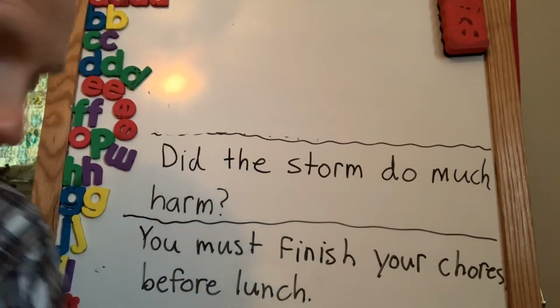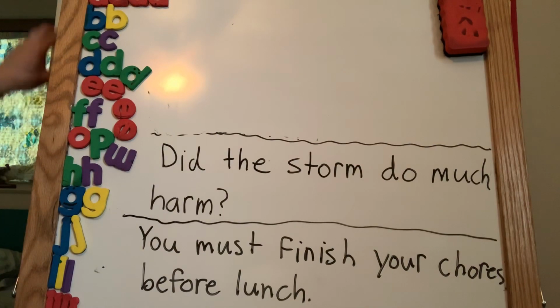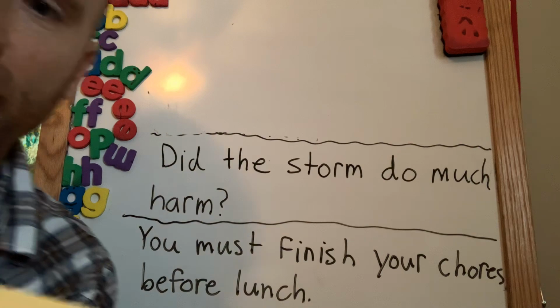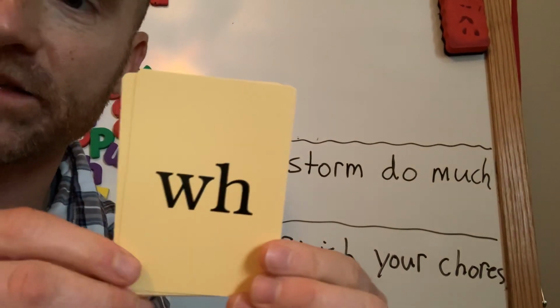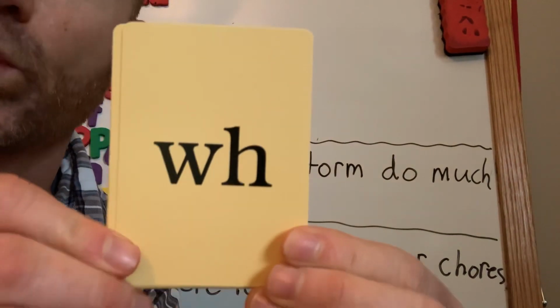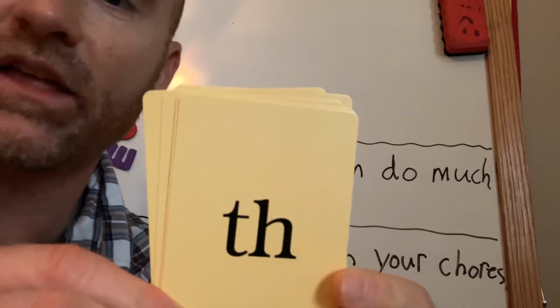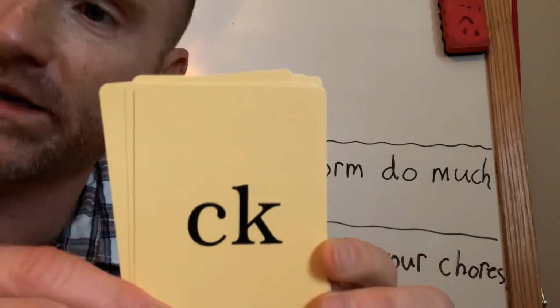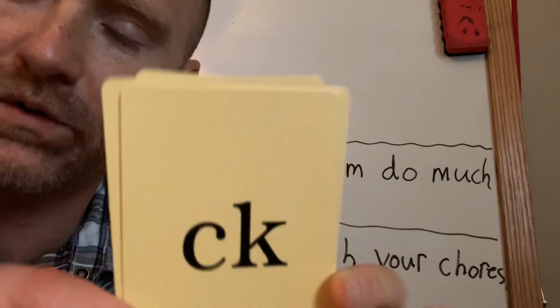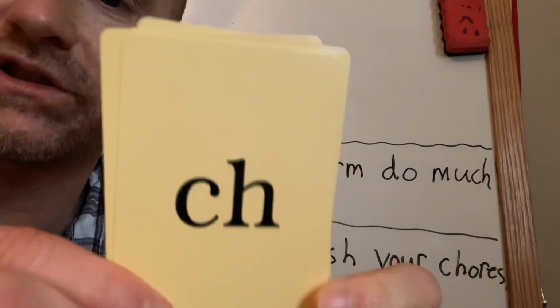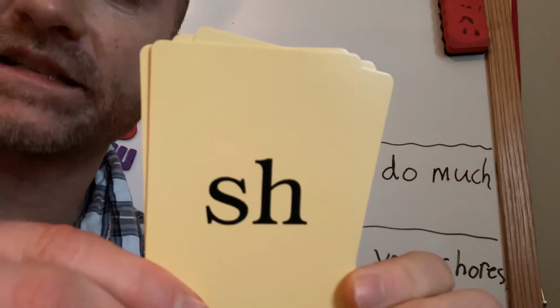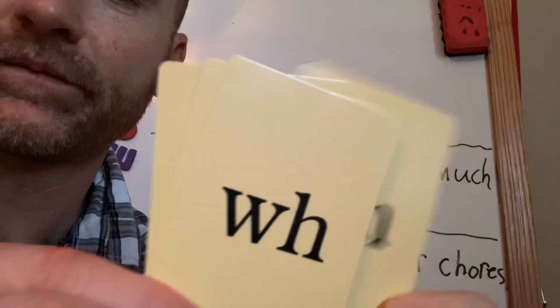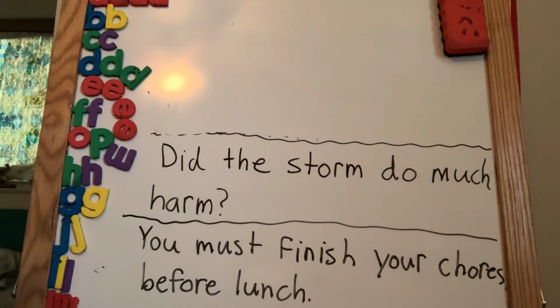All right, so we're going to start off with, as always, our quick drill. We'll start off with our digraphs. Do the letters and the sounds. Let's see if you can do them with me. W-H, W. T-H, Th. C-K, K. Where does C-K come? After a short vowel. C-H, Ch. S-H, Sh. All right, I should say CK comes after a short vowel in a one-syllable word.